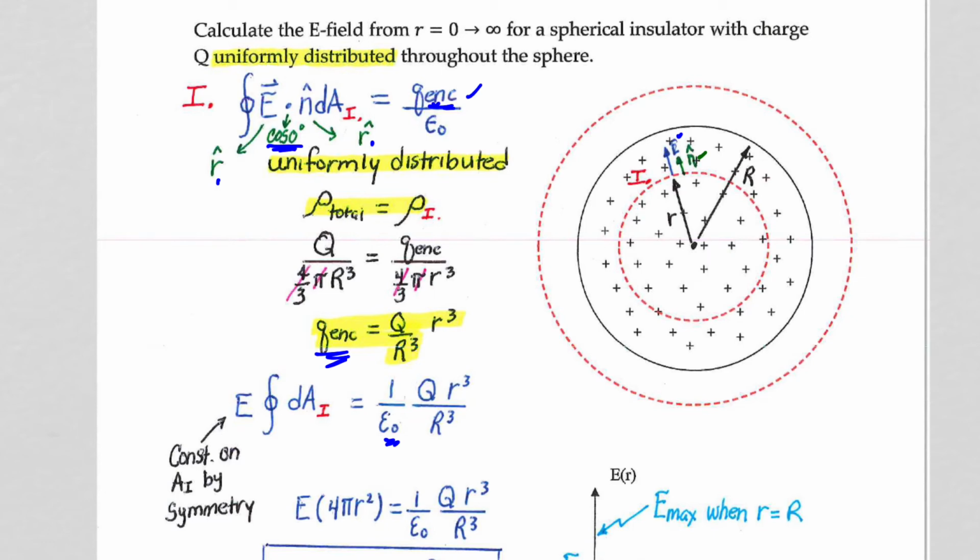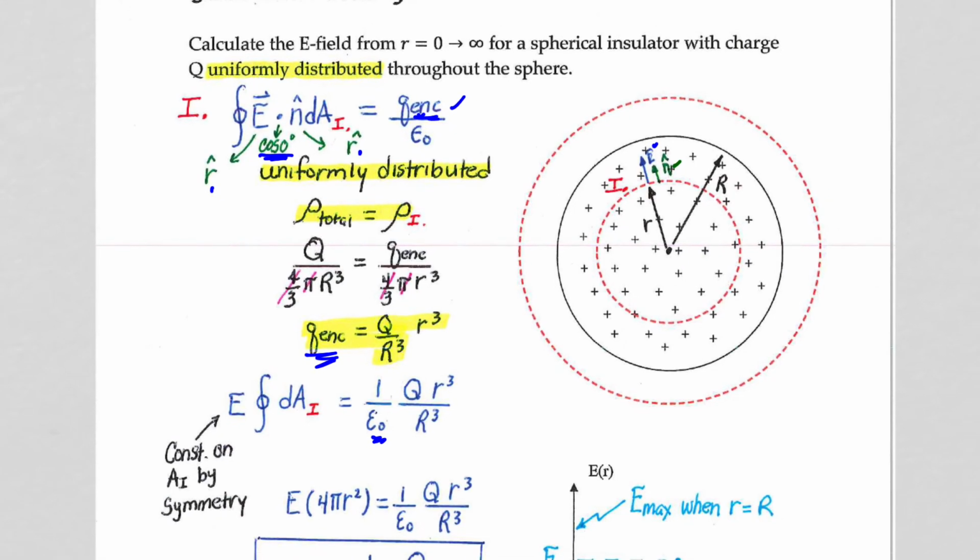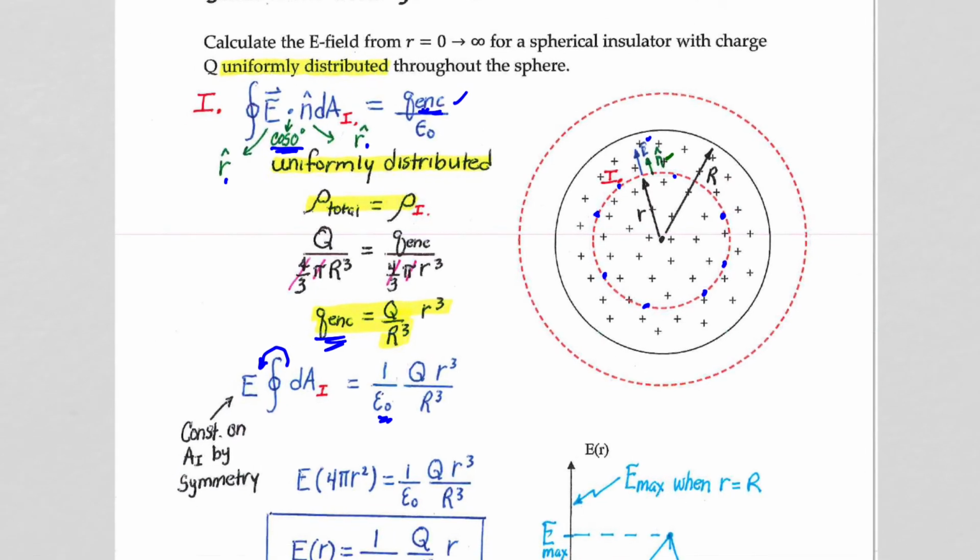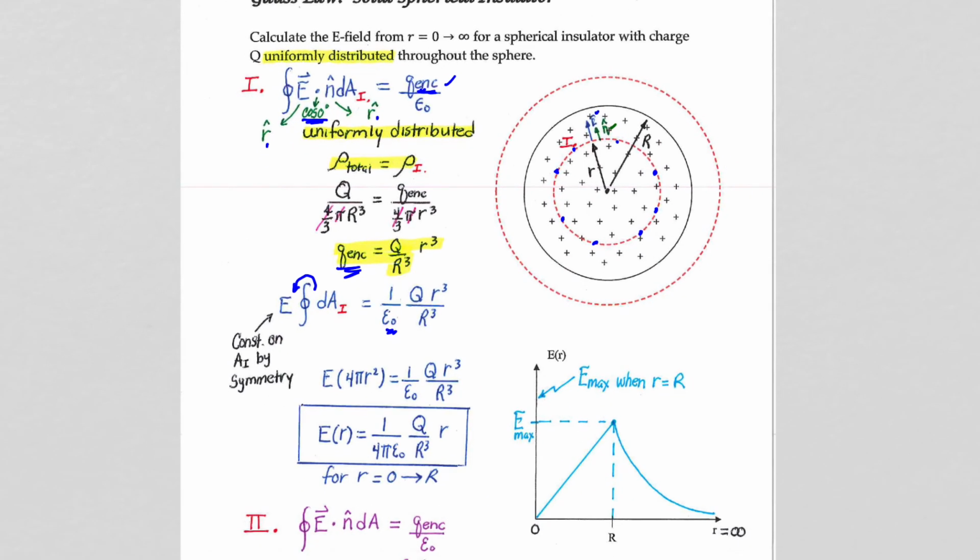Notice the E comes out of our integral by symmetry always. We will always be assuming that the symmetry in the problem dictates that the electric field at any point on our Gaussian surface will be the same. Since we're integrating over that area, E comes out constant on the surface by symmetry. The integral of dA is A, so 4 pi r squared. Hopefully you're beginning to see how this game is played, because it'll be played the same way each and every time.